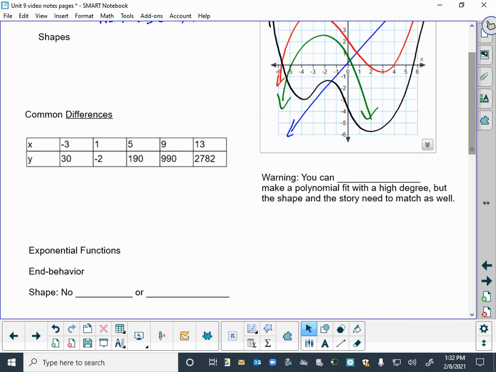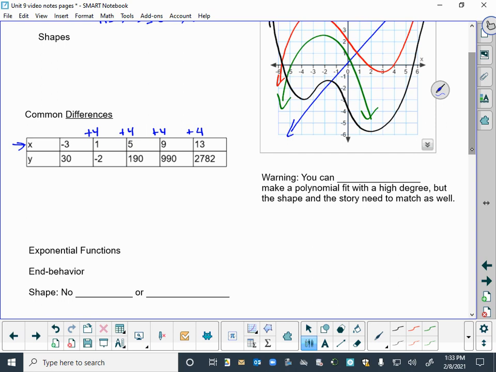One other unique characteristic of those is something called common differences. A difference is an answer to a subtraction problem. So the first thing we have to check, when we're looking to see if this might be polynomial data, is that the inputs are evenly spaced. So this goes plus 4 every single time. If we don't have that, then we're going to have to try other things. But if we have equally spaced inputs, then we can start looking at the outputs and a common difference.